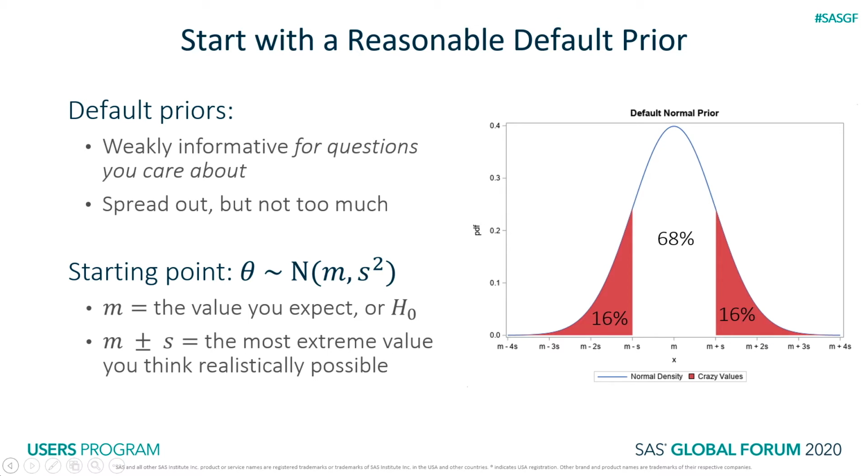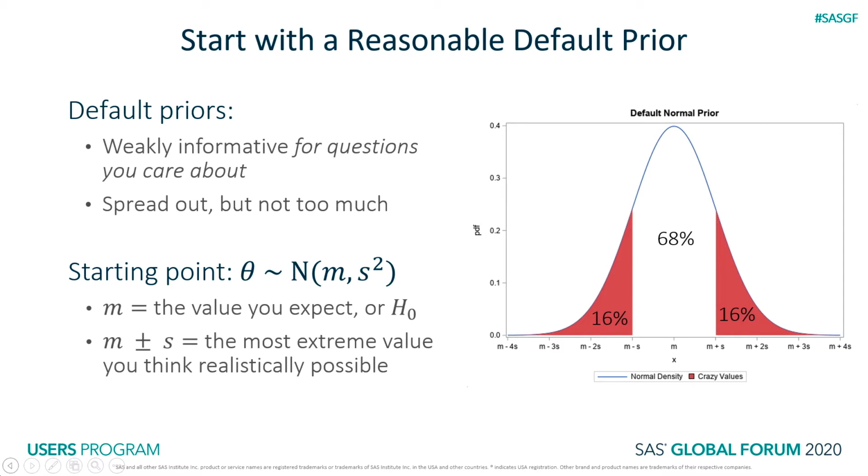For a forecast, you might just use the value you expect. If you're trying to learn about that parameter, you might use the null hypothesis method because you want to sort of ape a hypothesis test. The standard deviation you should set so that the mean plus or minus the standard deviation is the most extreme value you think is realistically possible for that parameter.